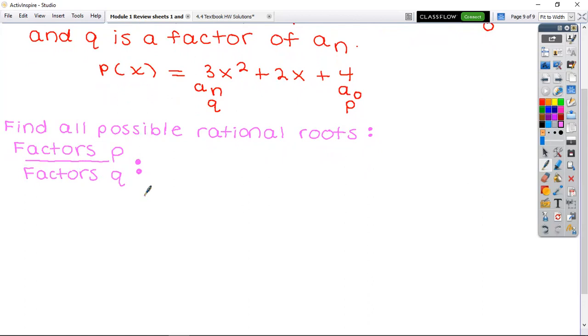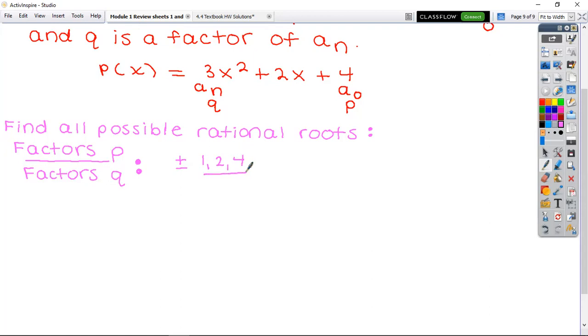All right, so factors of P. So I'm going to look right here at P. And you're going to ask yourself, how can you get 4? What multiplies to be 4? 1, 2, and 4. Good. And what I do for all of these is I put plus and minus in the front. So factors of 4 are 1, 2, and 4. That's the only way you can make that happen.